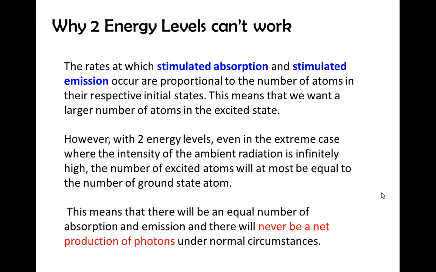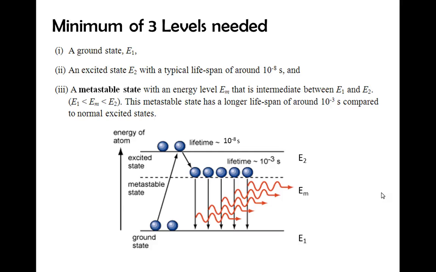Hence, this will mean that there will never be a net production of photons. Since there's no net production of photons, a laser cannot be formed. Hence, we require three energy levels.